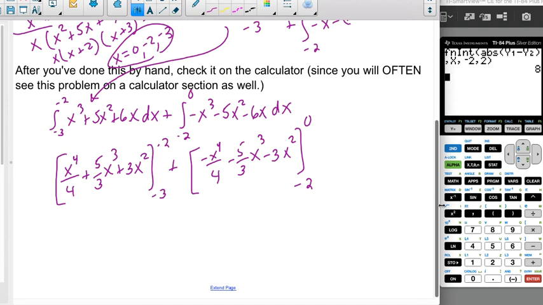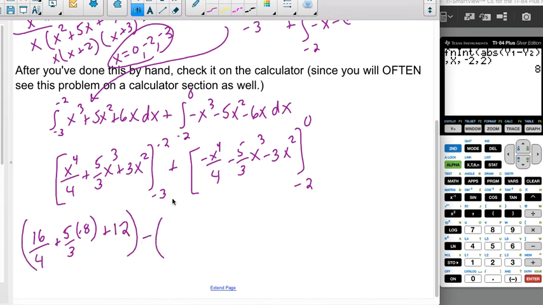All right, so we're going to get a bunch of fractions. I'm going to say you should hold off on getting common denominators because I think you're going to find some of them sum pretty nicely. So when I plug in top minus bottom, I'm going to get 16 over 4. This is going to be 5/3 times a -8, which we'll deal with in a sec. And this is going to be 3 times 4, so that's a 12, right? That's my top bound. Minus, when I plug in the bottom bound, I'm going to get 81 over 4 plus 5/3 times a -27, which we'll deal with in a sec, right? Plus 27, right? Because it's 3 times 9.